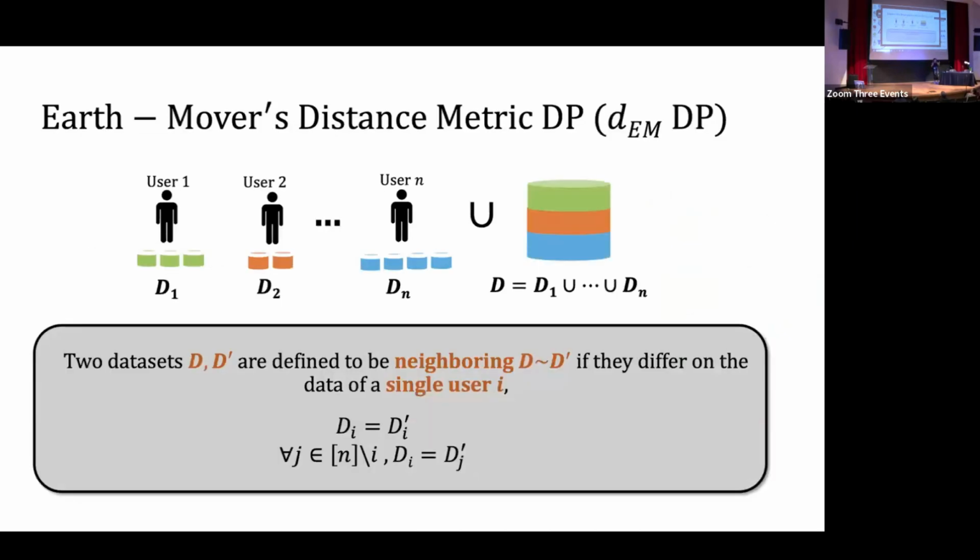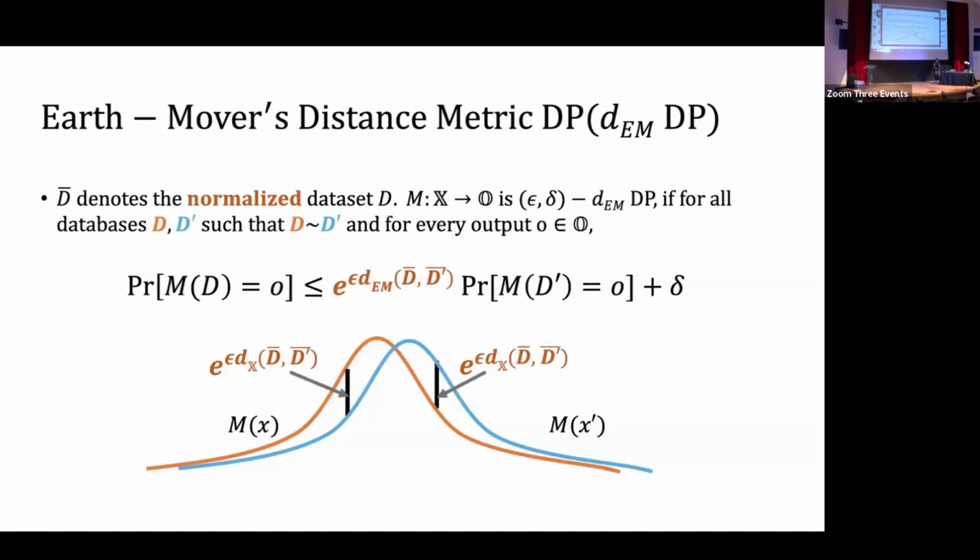So now we are ready to formally define our privacy guarantee. As I motivated here, the users contribute multiple data points, and the global data set is a collection of all the records of all the users. Our neighboring data sets here, which are the two data sets that our privacy guarantee protects against, can differ on the entire data of a single user. The Earth mover's distance metric dp then just states that the privacy guarantee scales linearly with the Earth mover's distance between these two data sets.